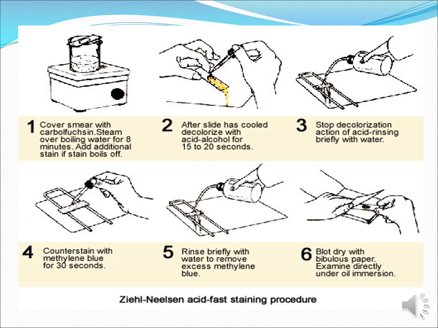So this is step 1. You cover the smear with the carbol fuchsin and give intermittent heat for around 8 minutes. After the slide has cooled, decolorize with acid alcohol for around 15 to 20 seconds. At the beginning of decolorization the solution is yellow in color. You should decolorize until it becomes transparent or pure white. Okay, so the third step is to stop the decolorizing action of the acid by rinsing briefly with water, then counterstain with methylene blue for 30 seconds, then wash it with water, blot dry and examine under an oil immersion microscope. Oil immersion microscope is 100x microscope. Fine.